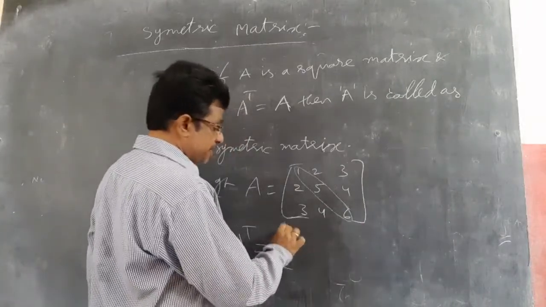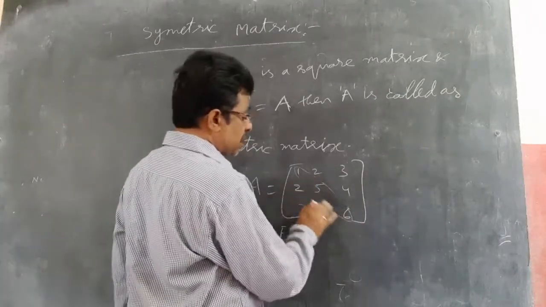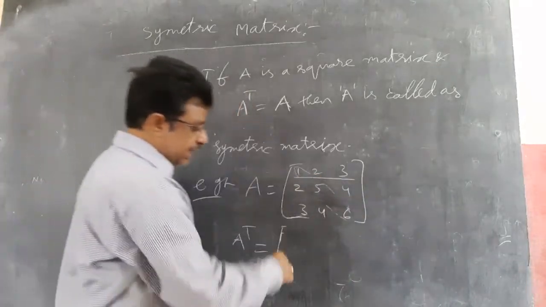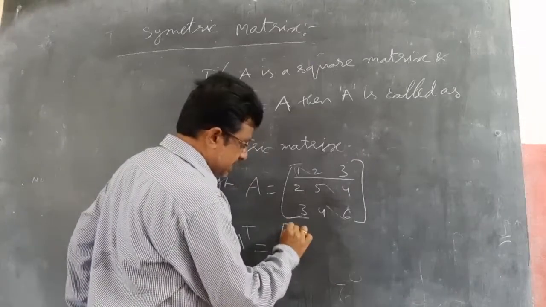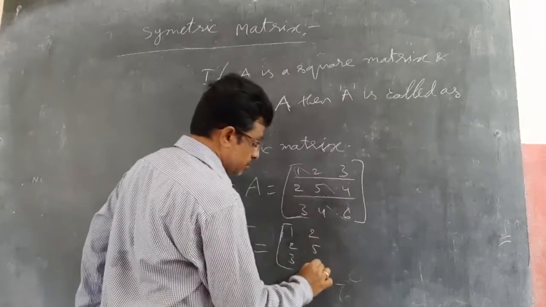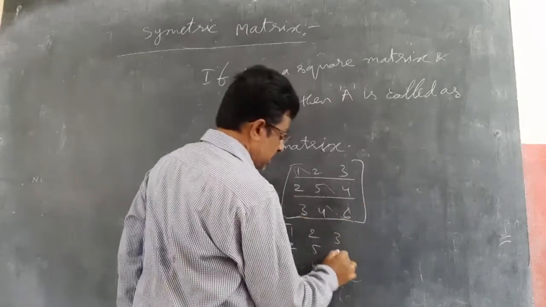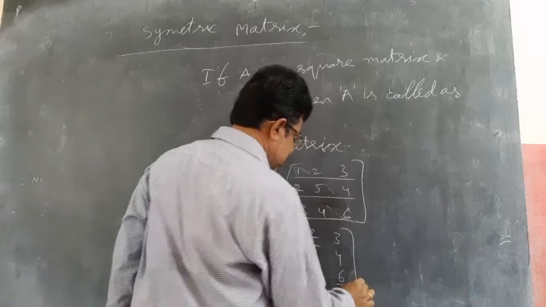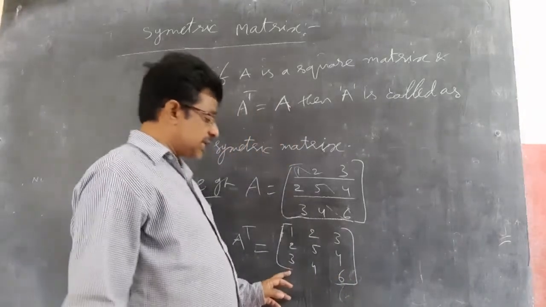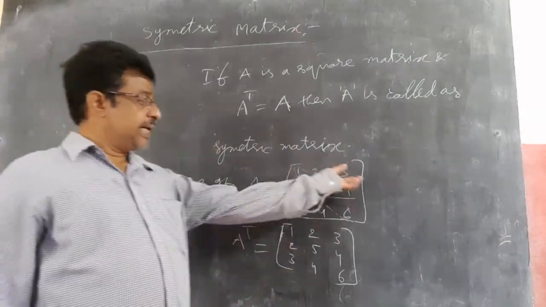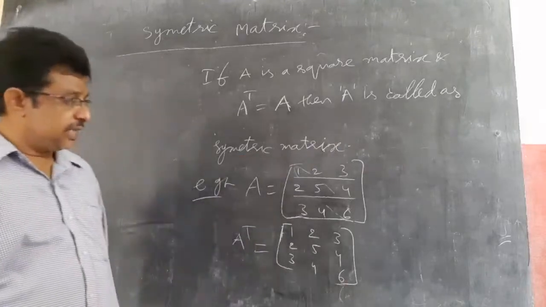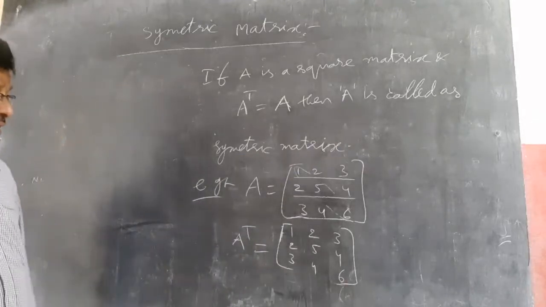Now if I find A transpose, changing rows into columns, columns into rows, means taking this first row, I am writing it as a column: 1, 2, 3. Second row, 2, 5, 4. Third row, 3, 4, 6. Like this you can change rows into columns. So automatically this is called A transpose. Writing a horizontal arrangement as a vertical arrangement, or a vertical arrangement as a horizontal arrangement, is called transpose.